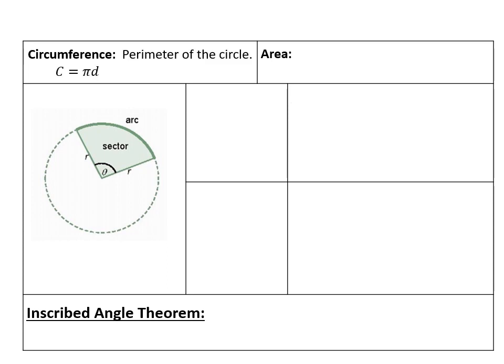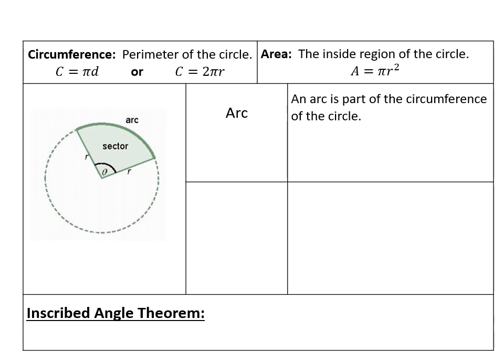Circumference is the perimeter of the circle, and we've got two formulas. Circumference equals pi d, or 2 pi r. Area of the circle is the inside region, and that's A equals pi r squared. And you can find an arc, which is part of the circle.